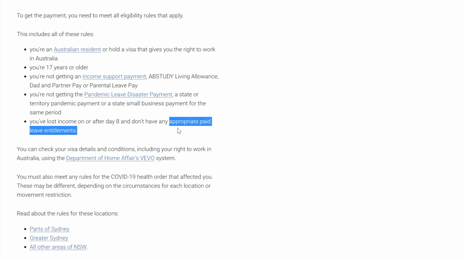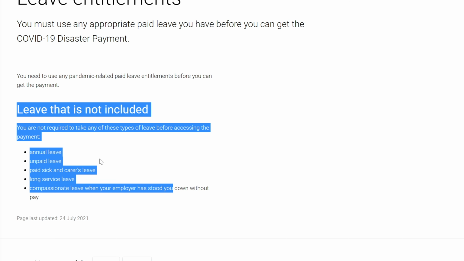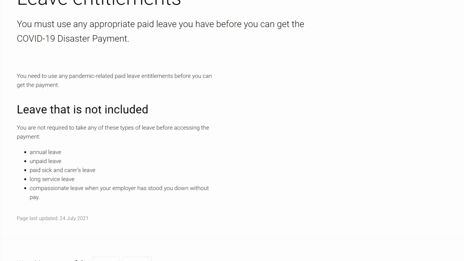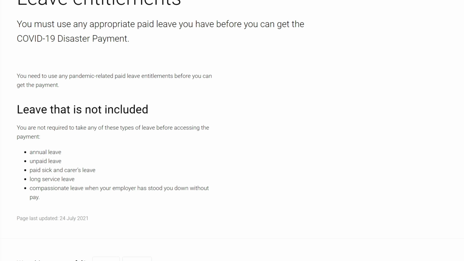entitlement. This is where a lot of us get confused. So what is appropriate leave entitlement? Let's take a look. This appropriate leave entitlement includes pandemic related paid entitlements. This is different from leaves such as annual leave, unpaid leave, paid sick and carers leave, long service leave, compassionate leave. So if you have any annual leave or paid sick leave, you can still apply for the COVID-19 disaster payment if your hours have been lost.